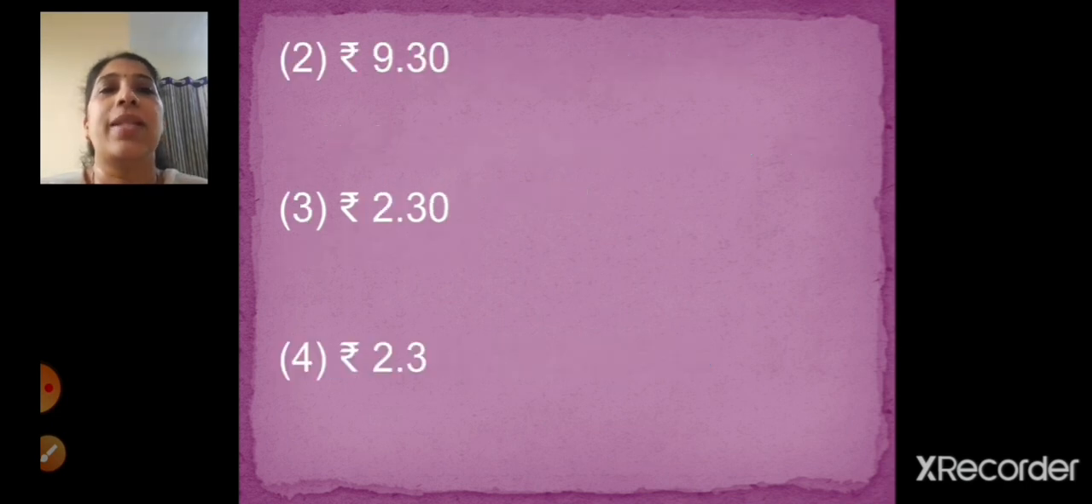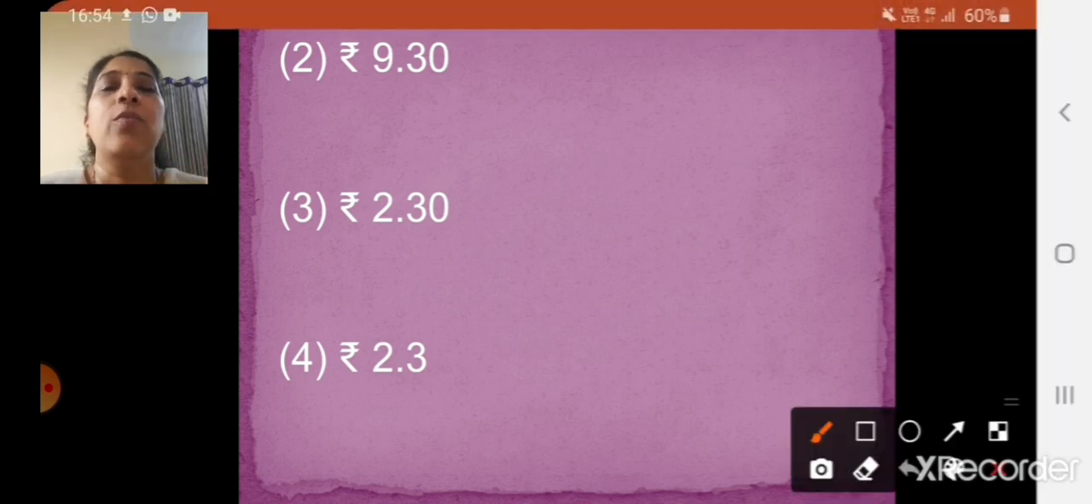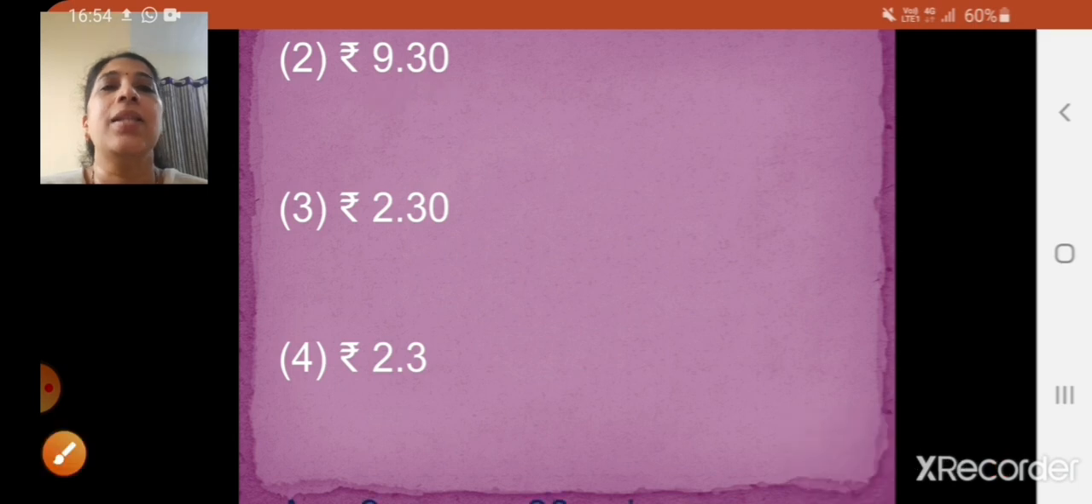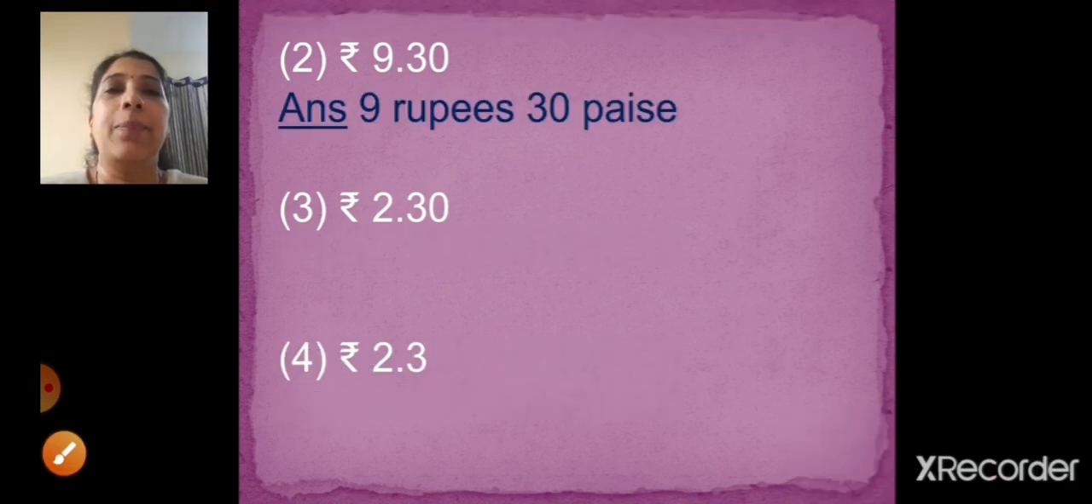Now let's move to the second one, rupee 9.30, right? Now as I told you, before the decimal point, which number is there? 9. So it will become 9 rupees. And after the decimal point, what is there? 3 and 0. So that will become paise. So 30 paise. So you will write the answer as 9 rupees 30 paise.